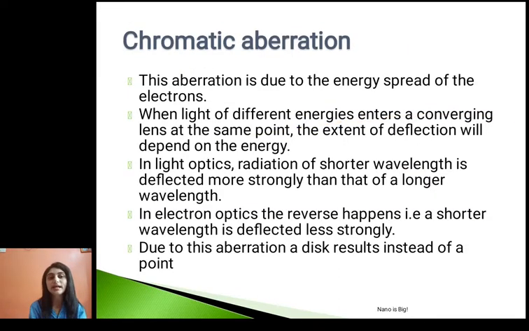Next one is chromatic aberration. This aberration is due to the energy spread of the electrons. When light of different energies enters a converging lens at the same point, the extent of deflection will depend on the energy. In light optics, radiation of shorter wavelength is deflected more strongly than that of longer wavelength. Exactly the opposite happens in the case of electron optics, where a shorter wavelength is deflected less strongly. Due to this aberration, again you get a disc instead of a point.